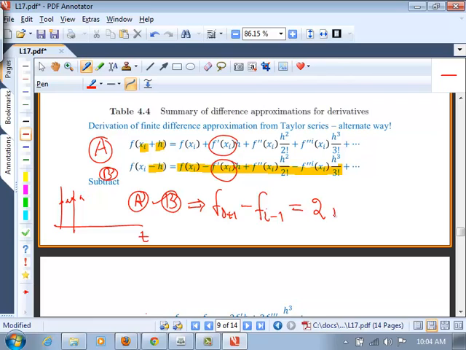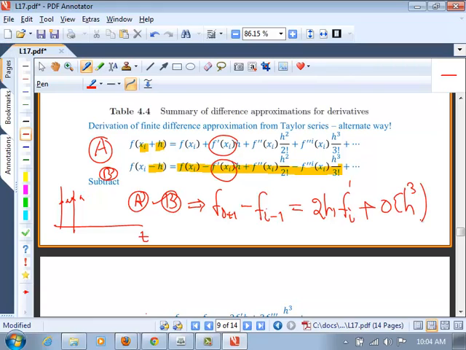Okay? So I get an approximation for the first derivative at the reference point using points i minus 1 and i plus 1 divided by 2h. It is exactly the same formula that I derived before for the central difference approximation for the first derivative. Okay? But it has the same truncation error of order h cubed. So it looks like I haven't really gained much.